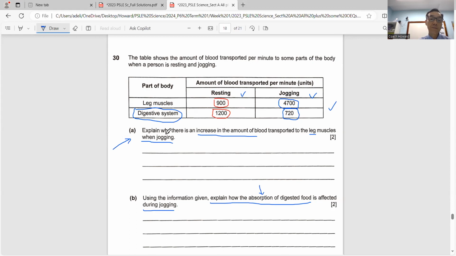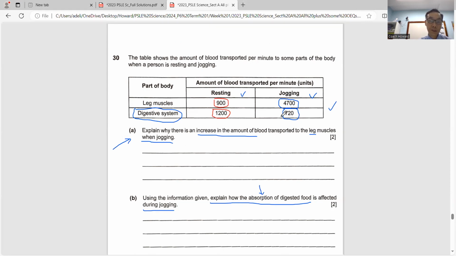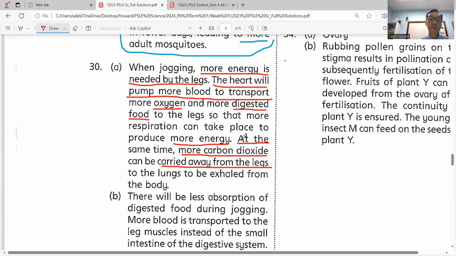So part A, explain why there is an increase in the amount of blood transported to the leg muscles when jogging. So the student has to understand that during intense activity, the muscles, be it the legs or the arms or other parts of the body, will need more oxygen and digested food to produce more energy. So with this understanding, they need to write the answer that is actually equivalent to 2 marks. So the full solution should be here.